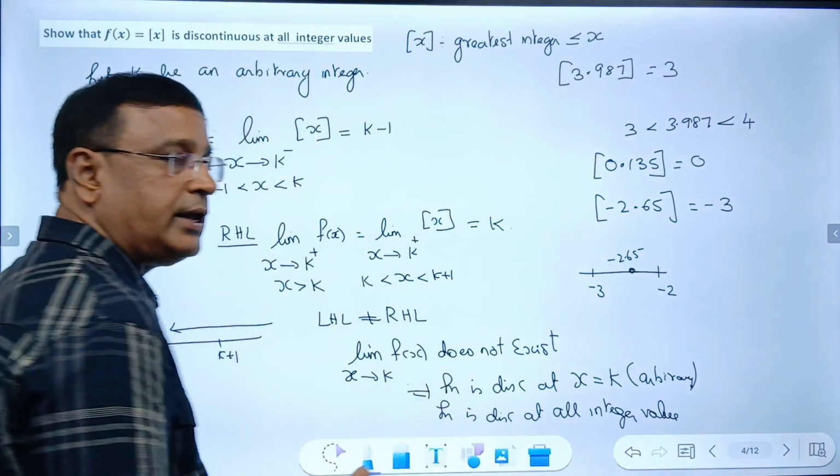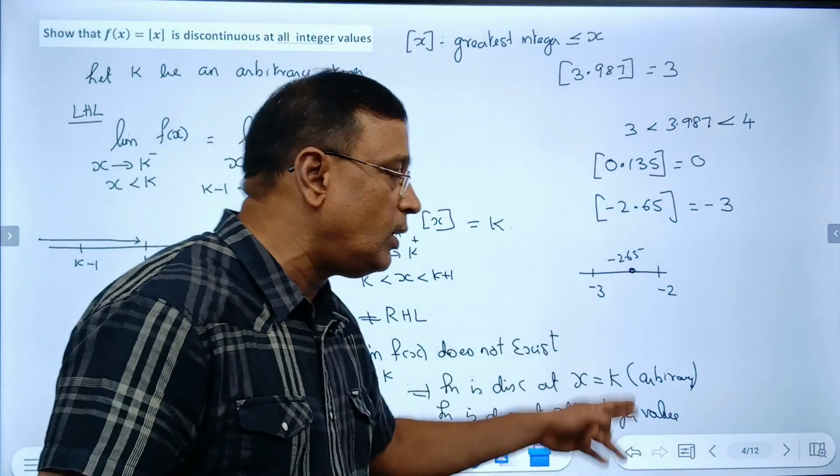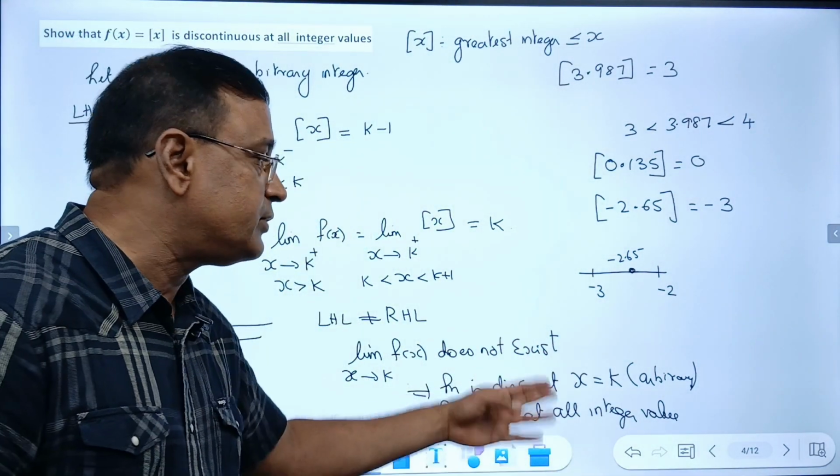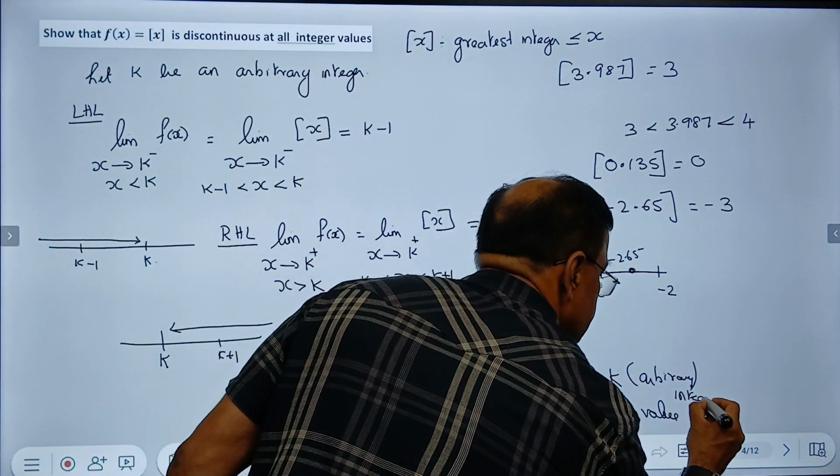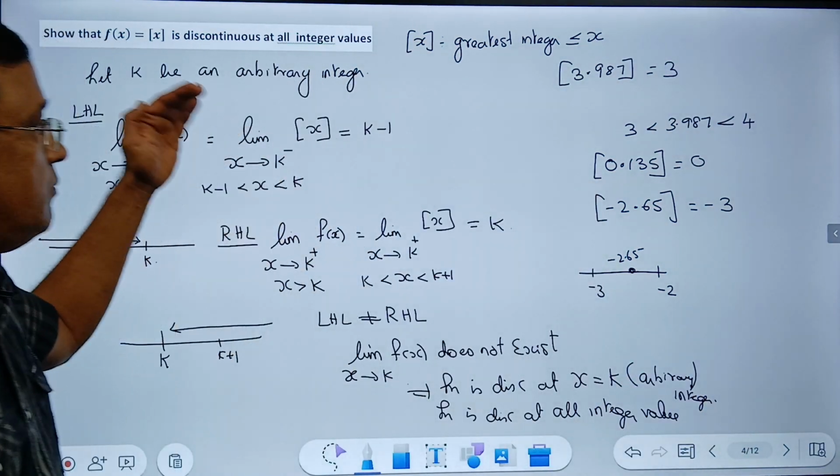If it is true for k equal to 1, it will be true for k equal to 2, because k can take any integer, it is an arbitrary integer. Okay, so this is a very beautiful proof.